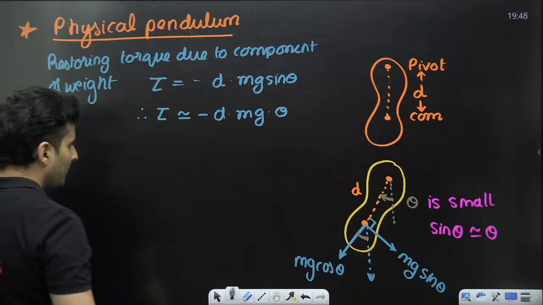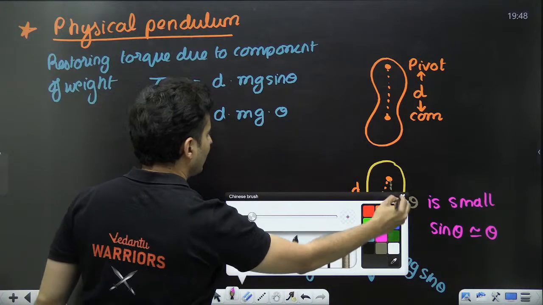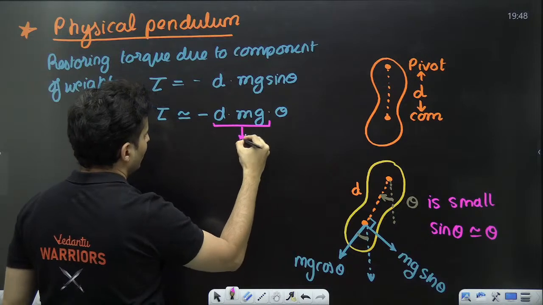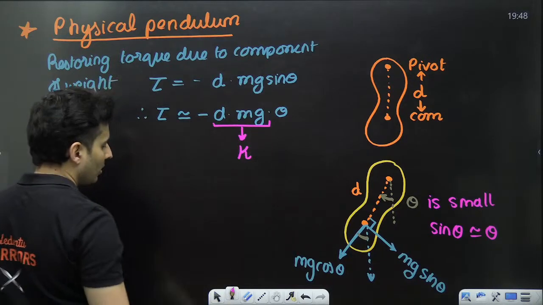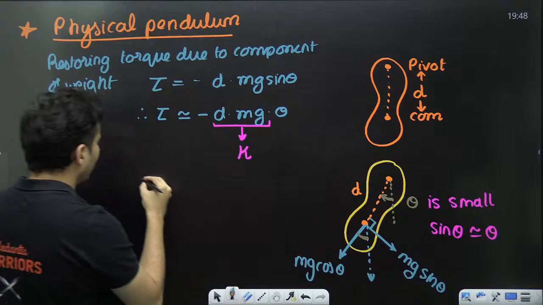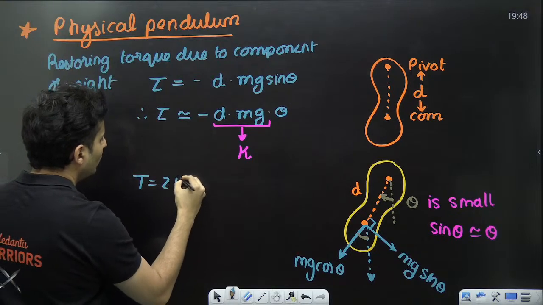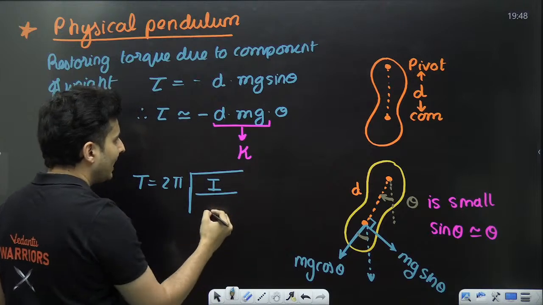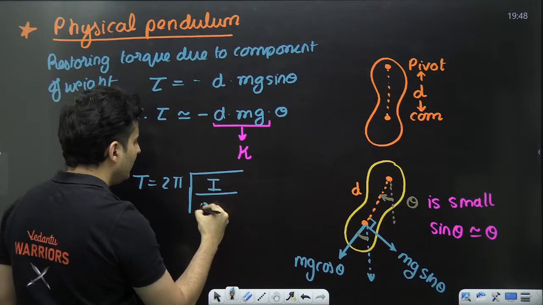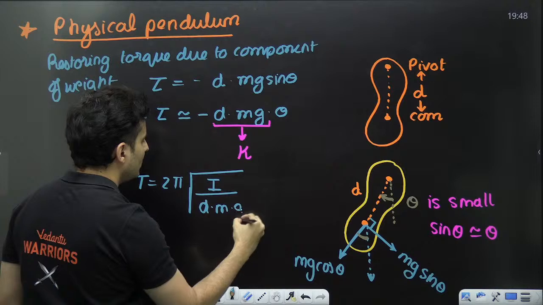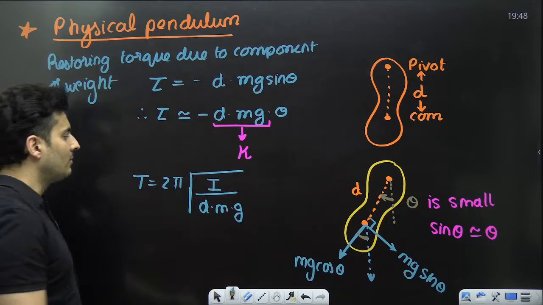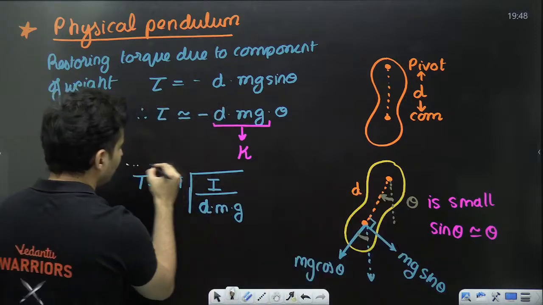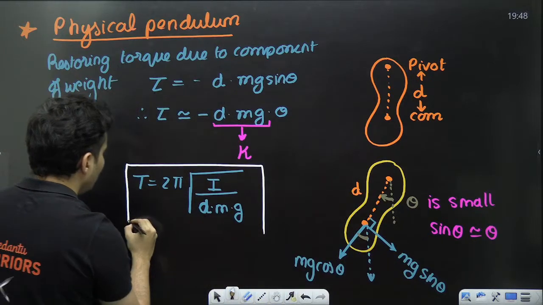So therefore I can immediately say this whole value is like your torsional constant. So therefore, the time period will be 2 pi under root moment of inertia by k. K value will be d into m into g. I by dmg. That is the formula for a physical pendulum. Is that okay? Is that okay?